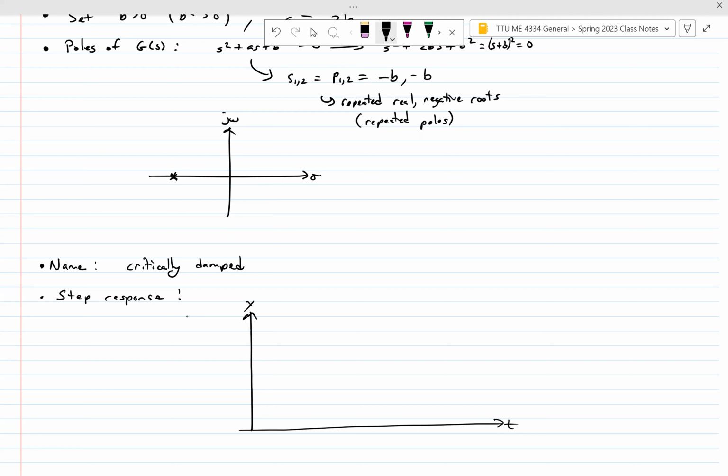Critically damped. So we've gone through the math here. It is the border between underdamped and overdamped. Overdamped doesn't have overshoot. Underdamped definitely does. Critically damped is pretty much as close as we can get without having any of those dynamics existing in our system here.